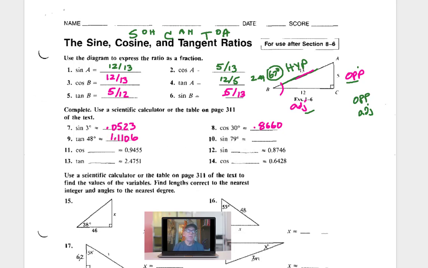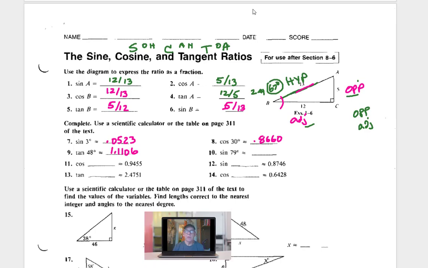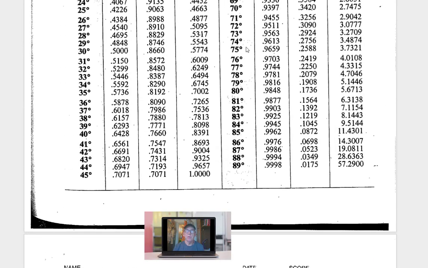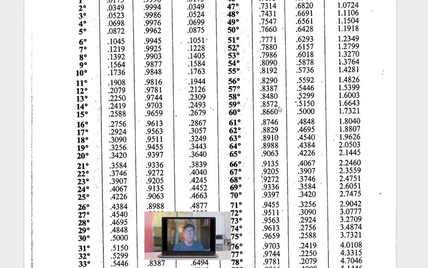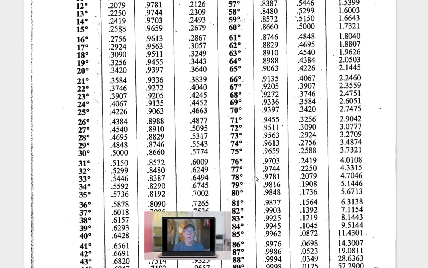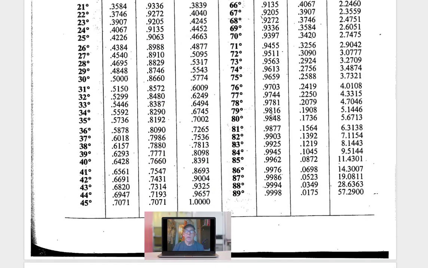Sine of 79 degrees. We're going to go to 79 degrees into the sine column. Here's 79. The sine column is the first column. So we have 0.9816.